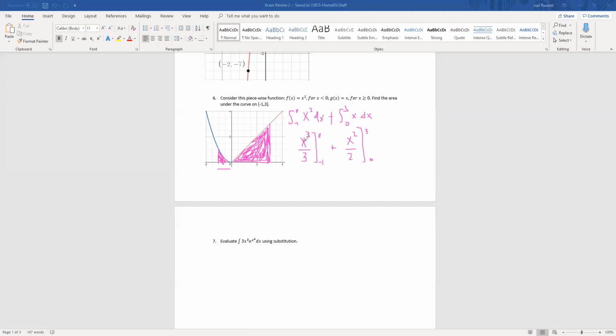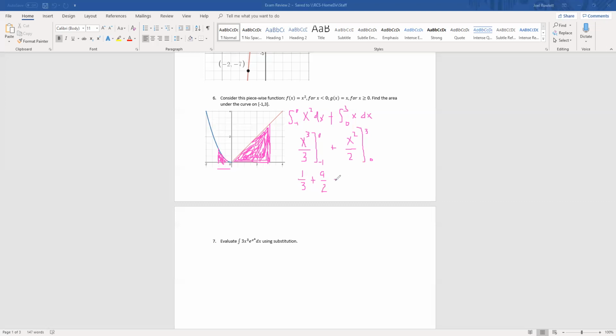When I plug 0 in, I get 0 cubed over 3, which is 0. And then I have to subtract, and then I'll plug -1 in. So that's minus a -1/3, which makes that positive 1/3. And let's do the second part. Let's plug in 3 for the upper bounds. 3 squared is 9. 9 divided by 2 is 9/2, or 4.5. So I've got 9/2. And of course, when I plug the 0 in, luckily in this case, everything zeroes out.